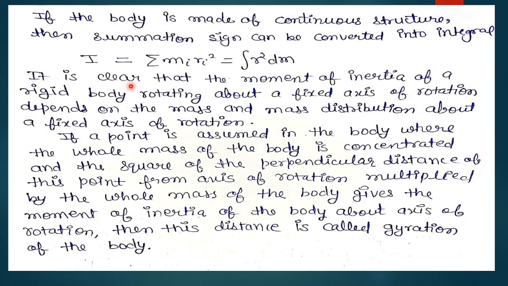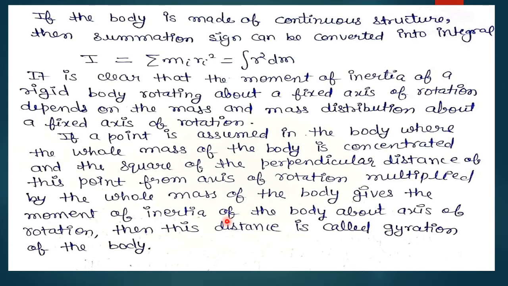It is clear that the moment of inertia of a rigid body rotating about a fixed axis of rotation depends on the mass and the mass distribution about the fixed axis of rotation. If we assume a point in the body where the whole mass of the body is concentrated, then the square of the perpendicular distance of this point from the axis of rotation, multiplied by the whole mass of the body, gives the moment of inertia of the body about the axis of rotation.